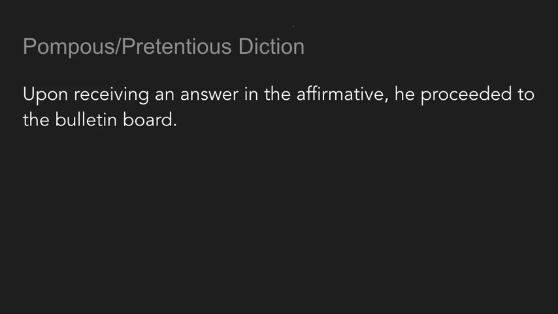Moving on to pompous or pretentious diction. The words pompous and pretentious essentially mean when you're acting like you're better than everyone else. You're putting on airs. You do not want to use this type of diction in your writing. So a lot of students, what they'll do is they'll write their paper and then they'll go through, take out a thesaurus, and replace a lot of their words with bigger words.